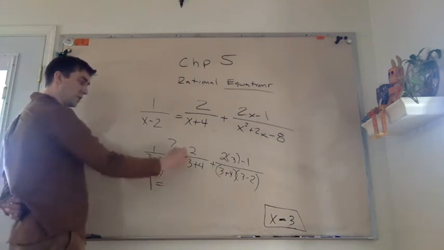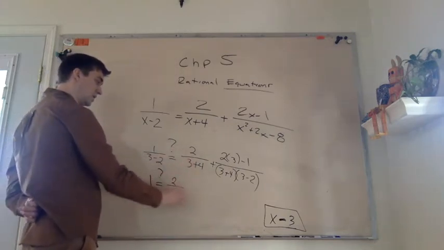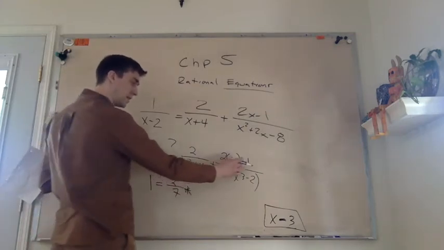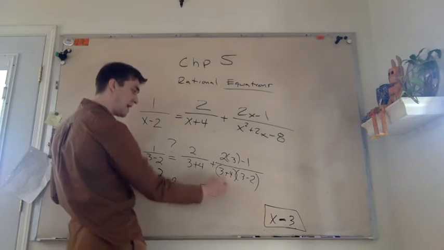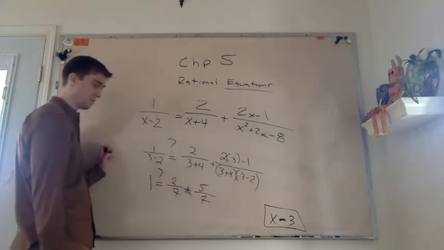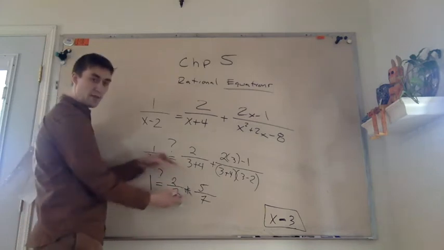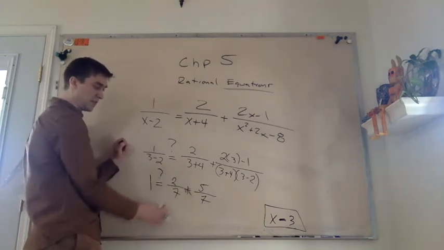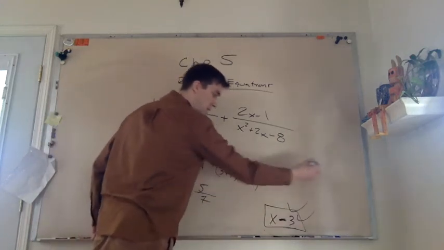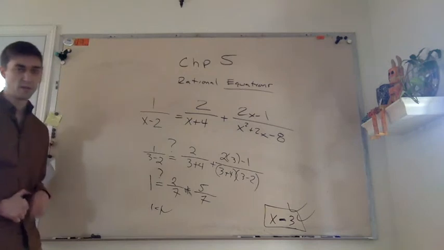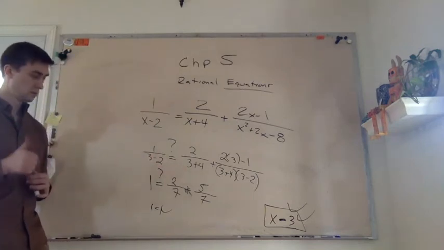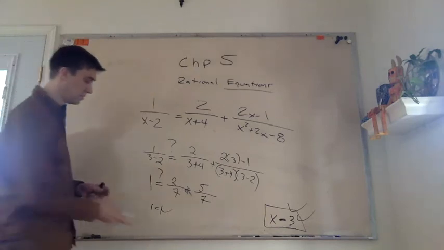Is 1 equal to 2 sevenths plus 6 minus 1, which is 5, over 7 multiplied by 1, which is 7? Is 1 equal to 2 sevenths plus 5 sevenths? 2 sevenths plus 5 sevenths is 7 sevenths, which is 1. 1 equals 1. Great. So 3 works. 3 makes a true statement. There's no division by 0. That's the solution. Cool.